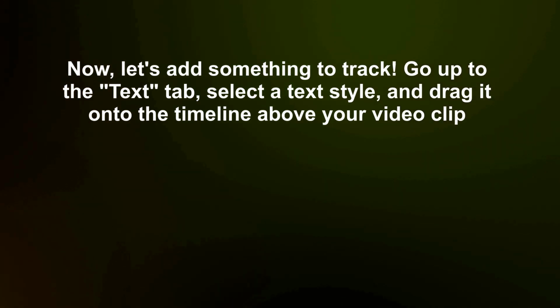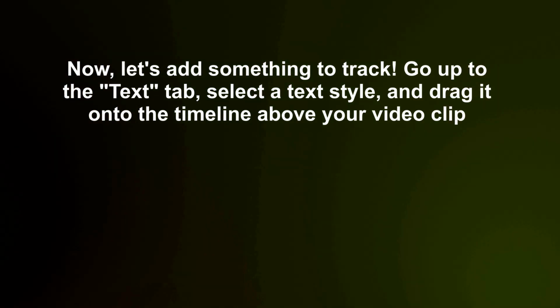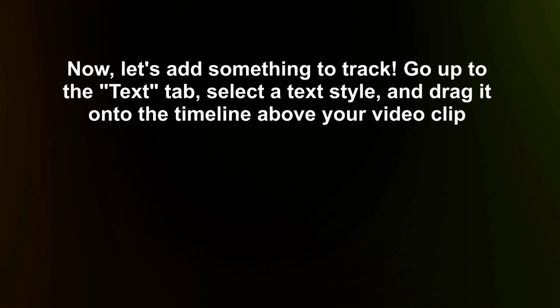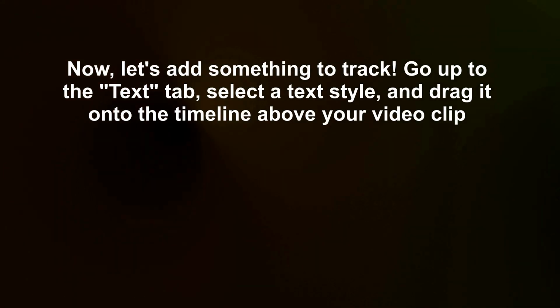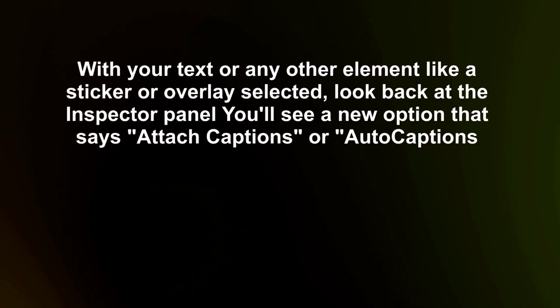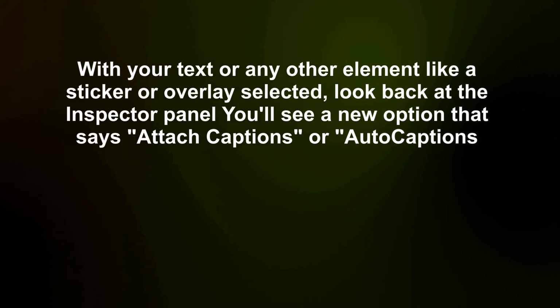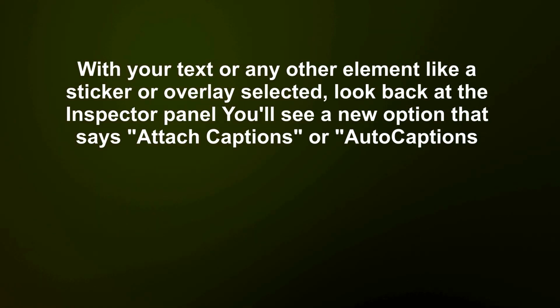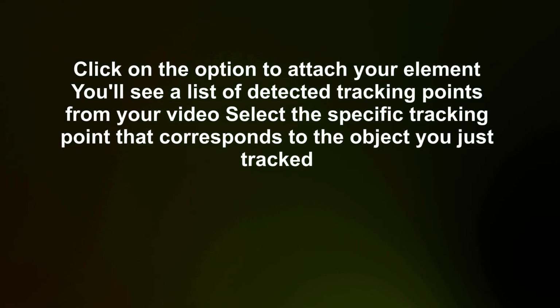Now, let's add something to track. Go up to the Text tab, select a text style, and drag it onto the timeline above your video clip. With your text or any other element like a sticker or overlay selected, look back at the inspector panel. You'll see a new option that says Attach Captions or Auto Captions. Click on the option to attach your element.